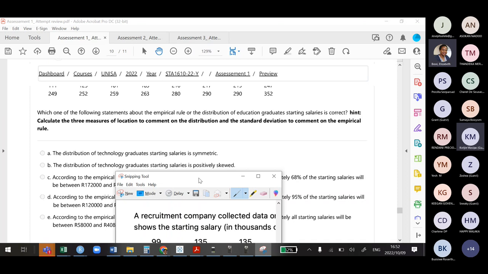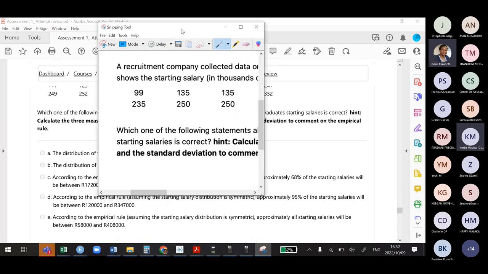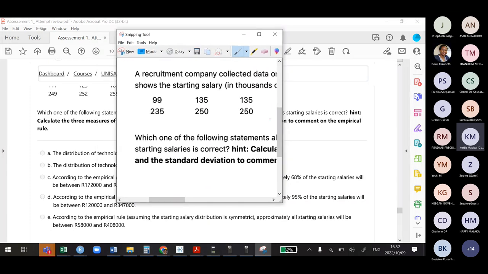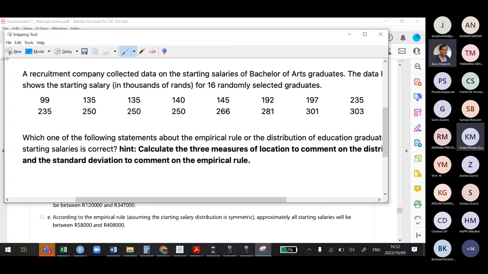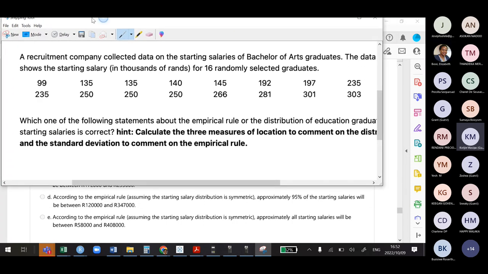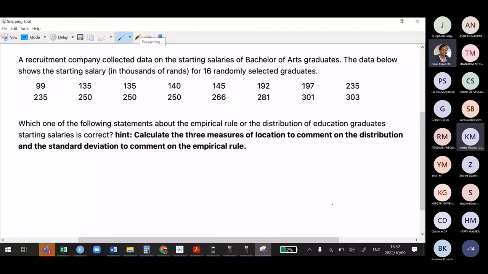So remember, the three measures of location that they're talking about are the mean, the median, and the mode. So we need to also do the same. So what is the mean? What is the median? And what is the mode?